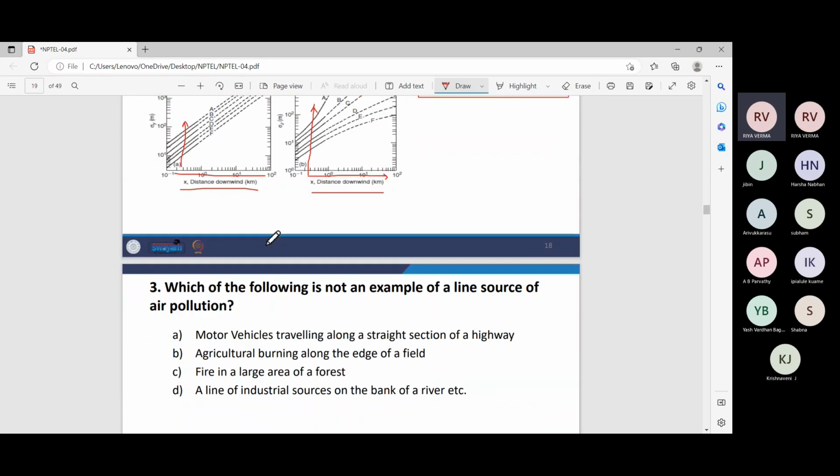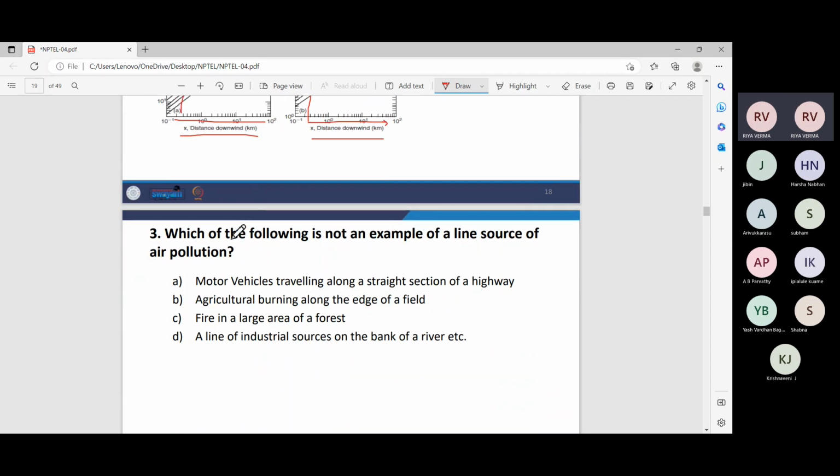Correct? Now, which of the following is not an example of a line source of air pollution? First is motor vehicles traveling along a straight section of a highway. Second is agricultural burning along the edge of a field. Third is fire in a large area of a forest. And the fourth one is a line of industrial sources on the banks of a river.